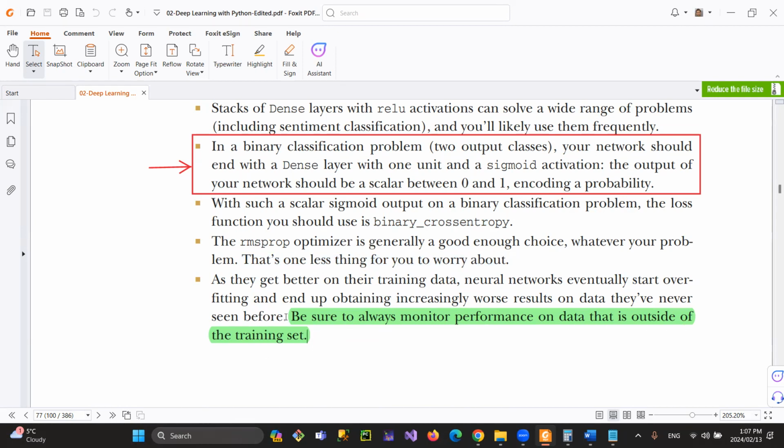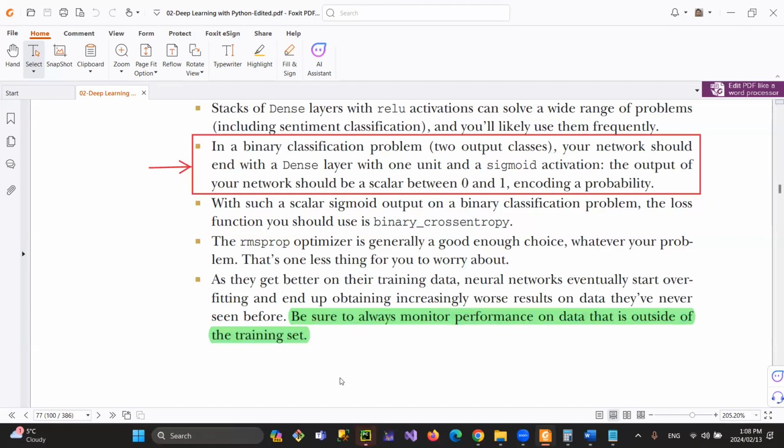What does it mean? If I want to have one MCQ question from this page, this one would be the question. Guys, be sure to always monitor performance on data that is outside of the training set. Does it address using the test data set, train data set, validation, cross entropy? Which one? A, B, C, or D?